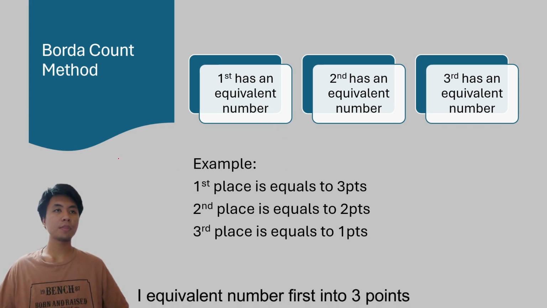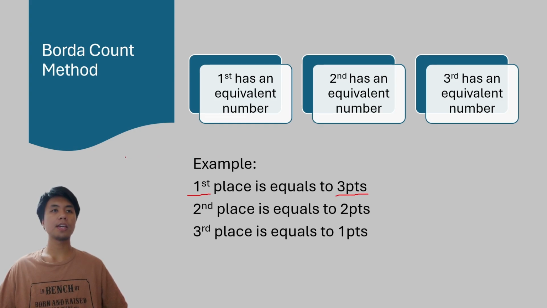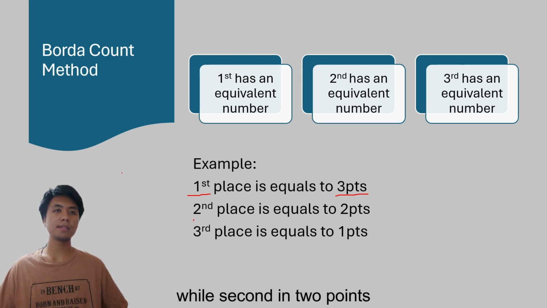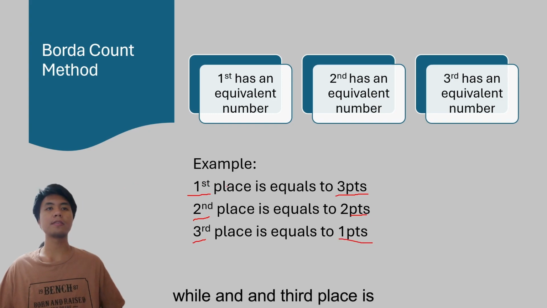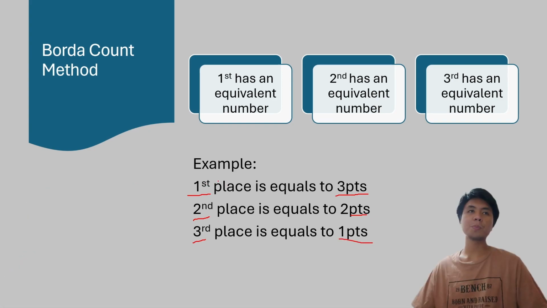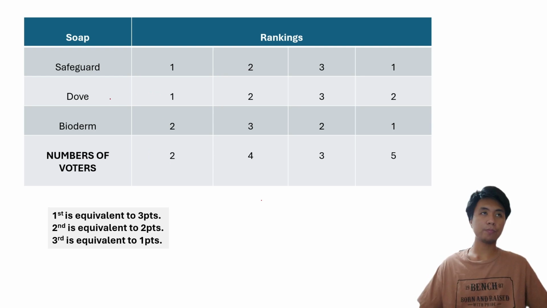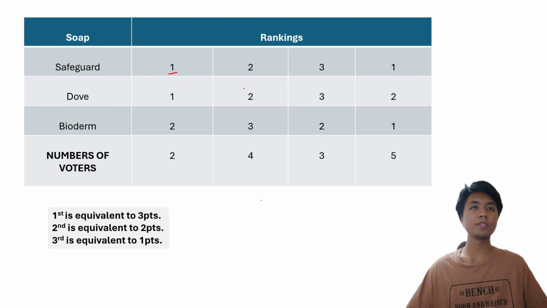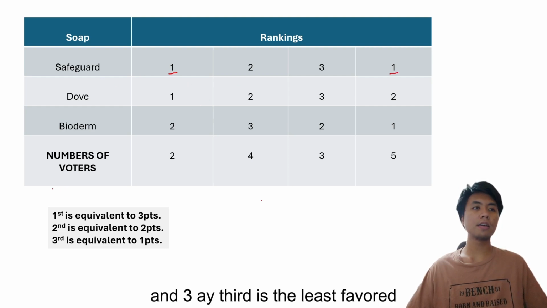I make first place equivalent to 3 points, while second place is 2 points, and third place is only 1 point. Here are some examples. For Safeguard, 1 is equivalent to 3 points, which is most favored, and third is least favored.